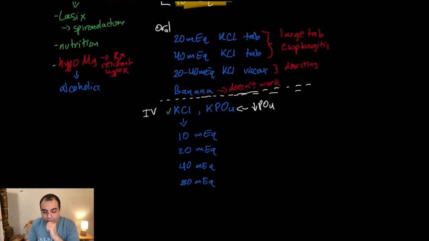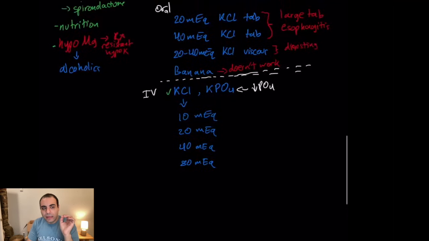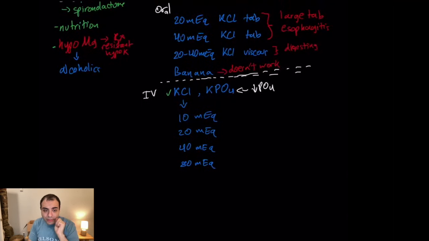Okay, so the problem with the IV, again, everything has its own problems. The problem with the IV is first you have to make sure you give it slowly. Okay, and so what you want to give is 10 milliequivalent per hour when you're giving it IV. And I'm talking here about if you're giving it peripherally. The reason I'm saying this is just the same way that a potassium tablet can sit in the esophagus and cause irritation, potassium IV can cause irritation to a lot of the blood vessels, to the blood vessel lining. So you have to give it slowly.